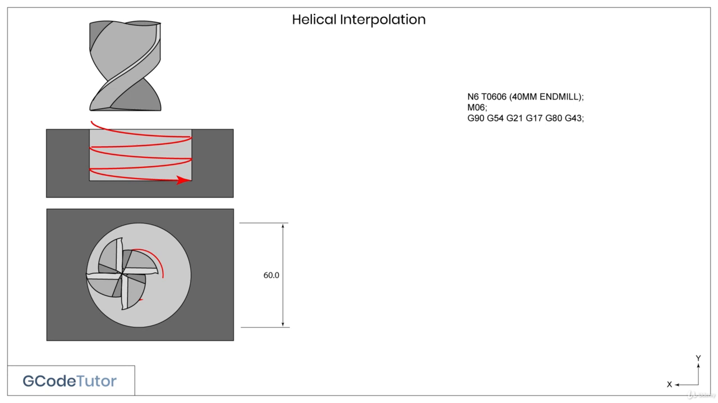G17 defines the plane that we are working on. G80 cancels any cycles that may be active. If we stop the machine halfway through a section of program where there's a cycle active, this will cancel it when it reads this line.